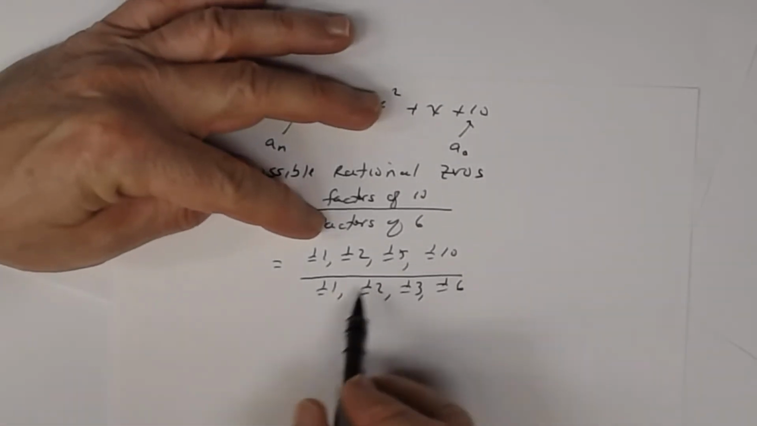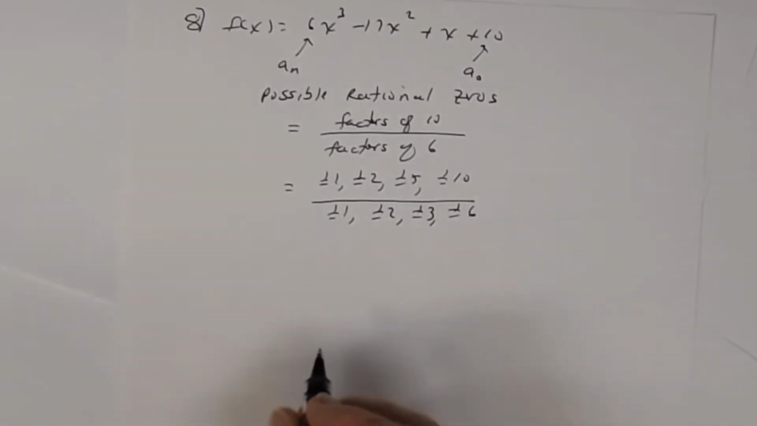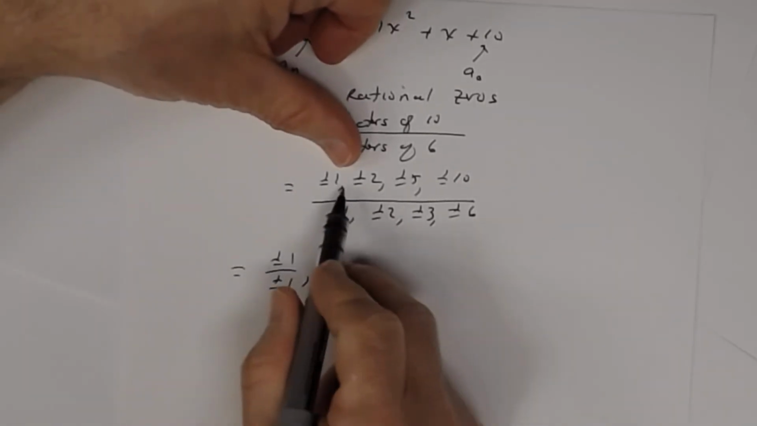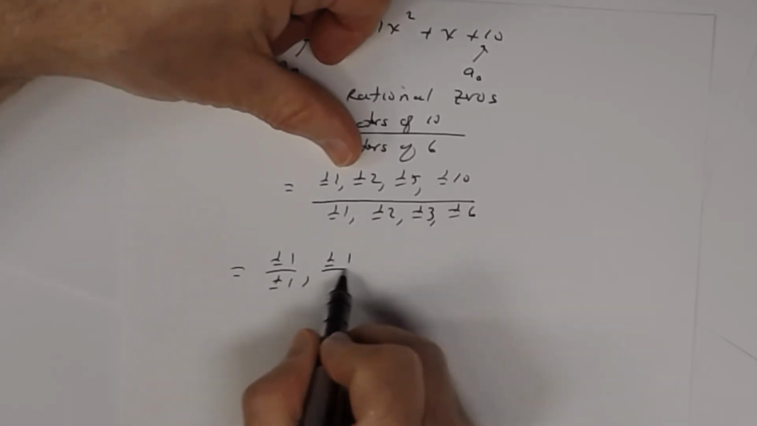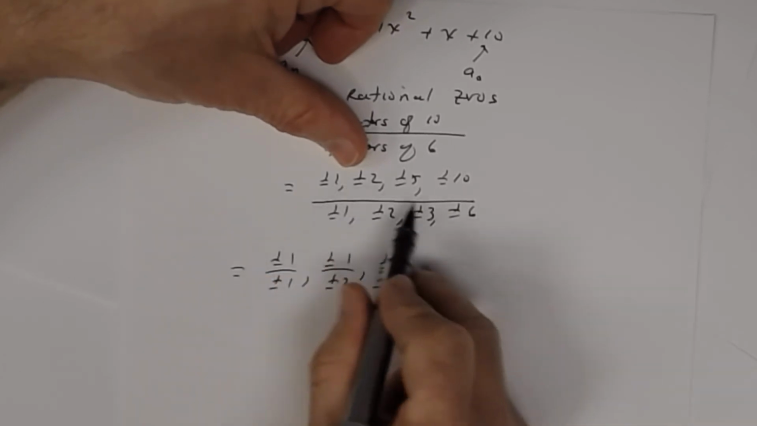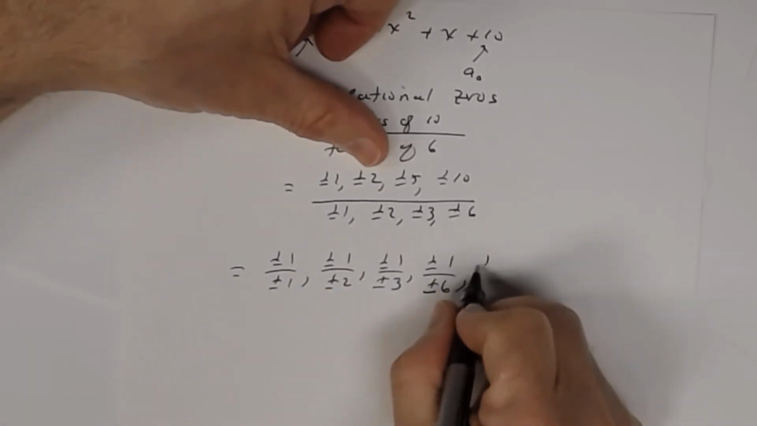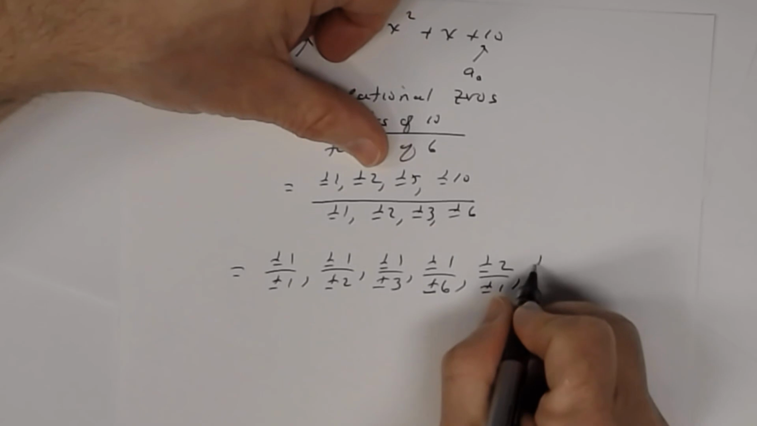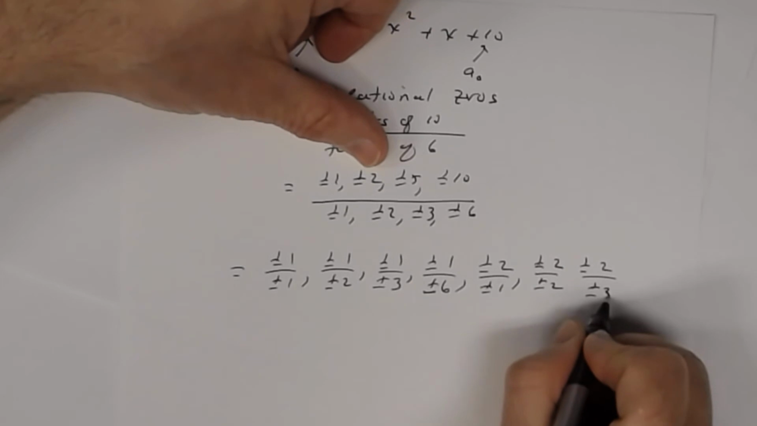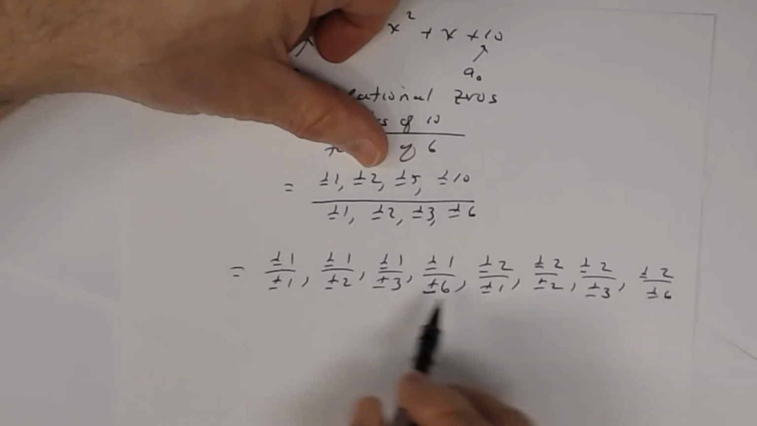All right, so then we're going to list each of these by each of these. So that's going to be quite a few things. Plus or minus 1 divided by plus or minus 1. Plus or minus 1 divided by plus or minus 2. Plus or minus 1 divided by plus or minus 3. Plus or minus 1 divided by plus or minus 6. Now the next one, 2. Plus or minus 2 divided by plus or minus 1, by plus or minus 2, by plus or minus 3, and then plus or minus 2 divided by plus or minus 6. Okay, so that takes care of the 2.